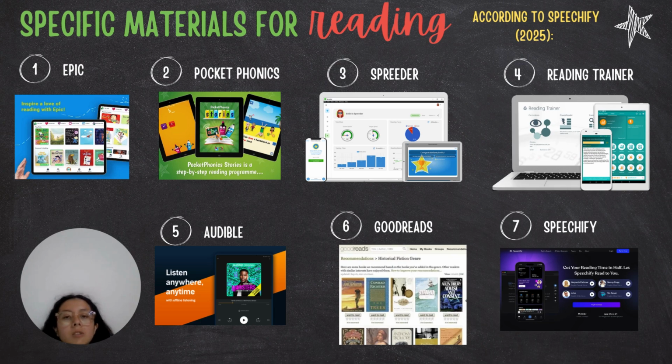Audible, Goodreads, and even Kindle, they have a lot of books and also audiobooks. Then they provide us with some recommendations according to what you like and dislike. And finally, Speechify, which transforms text into speech.